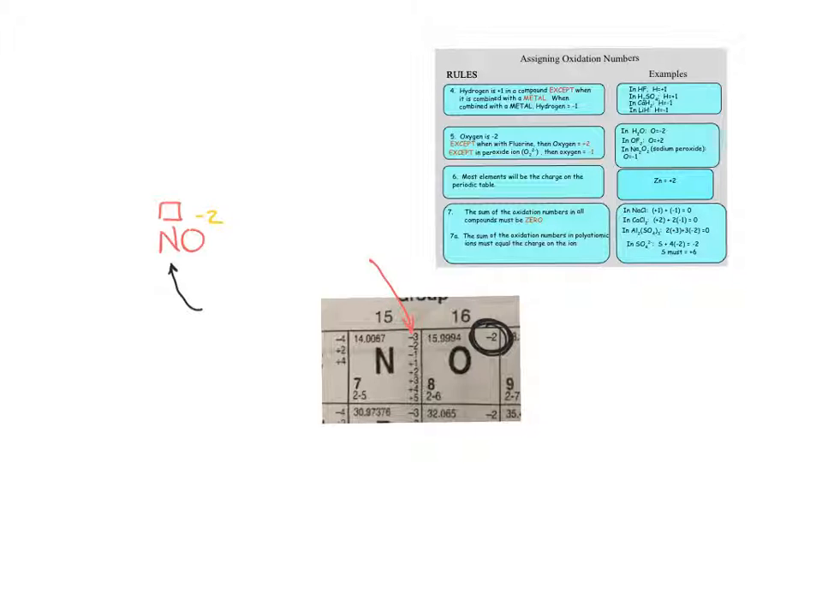We also know from rule number 7 that the sum of the oxidation numbers must be 0. So if oxygen is a -2 and there's one of them, and there's one nitrogen, then that number has to be a +2, because the sum of this number plus the sum of this number has to equal 0. So we'll write in N is going to be +2 and O is going to be -2.